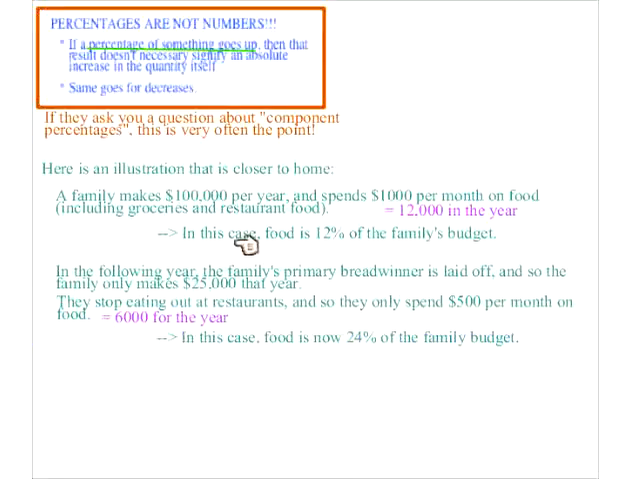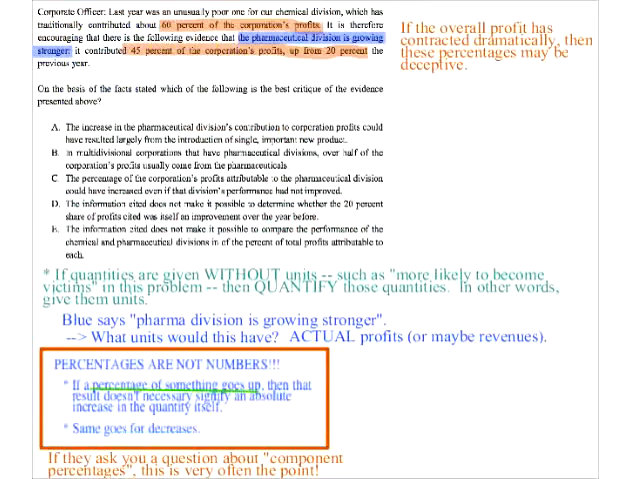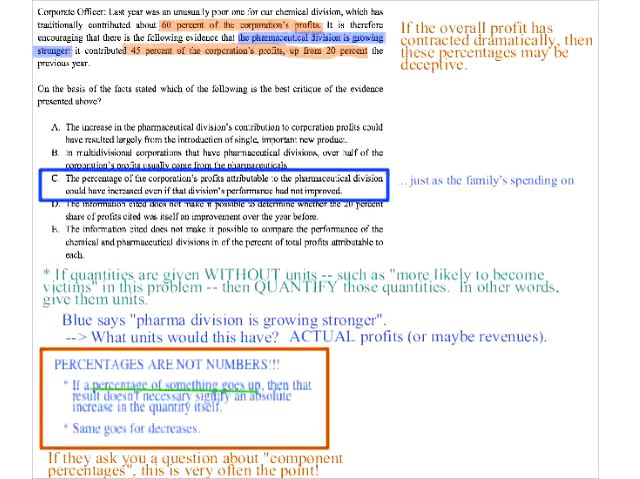So that means you probably have at least somewhat of this effect going on. This is a very extreme example just to make a point, but that's a serious issue here. In particular, the percentage may have gone up even if that division has not improved, just as the family's spending on food went down, even though that spending went up as a percent of income. So there you go. We'll come back to other answer choices in a second, especially answer choice E, which a lot of people picked.